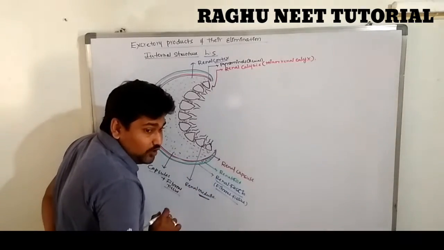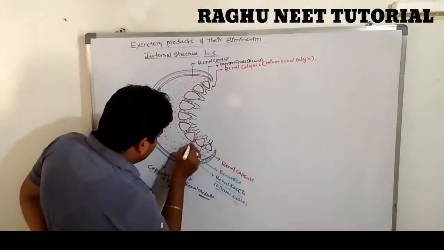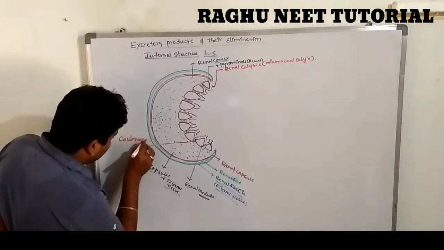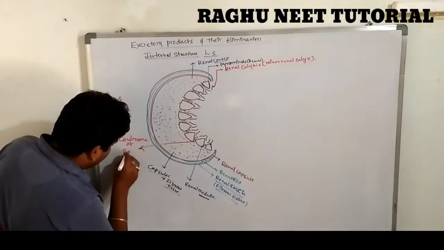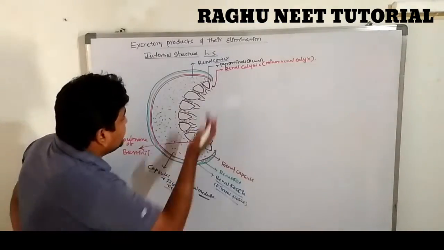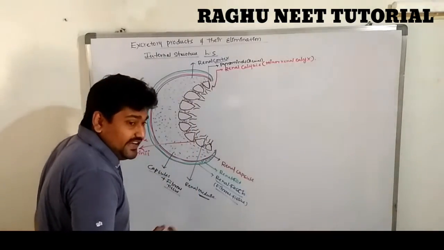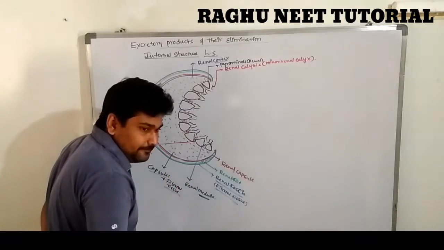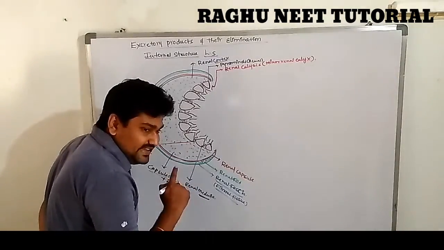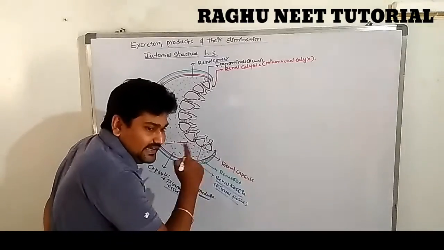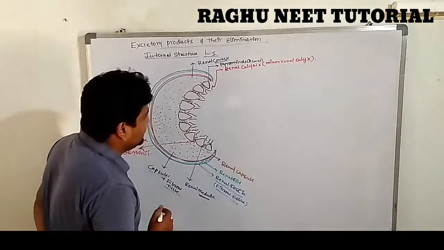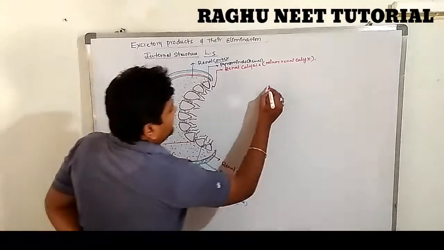That is called the columns of Bertini. What is the column of Bertini? In the inner surface of the kidney, many upward and downward projections are there. These are completely separated by the cortex in the pyramids. So that is called the column of Bertini.